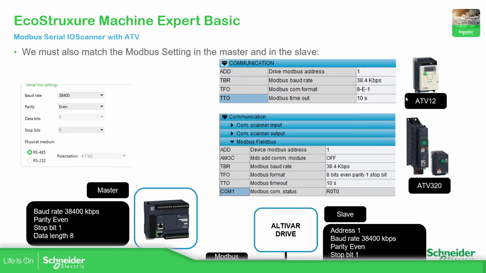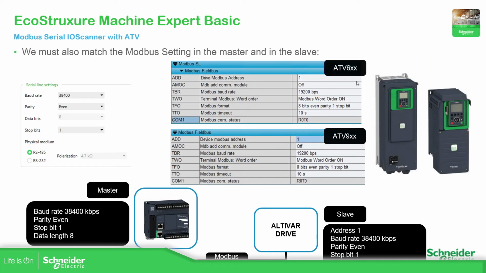As you can see here, we have the ATV12. It has this visualization on SoMove. The ATV320 has this visualization. These are the parameters. And if we go to the ATV 600 or 900 series, you can see they have different views for the same settings.